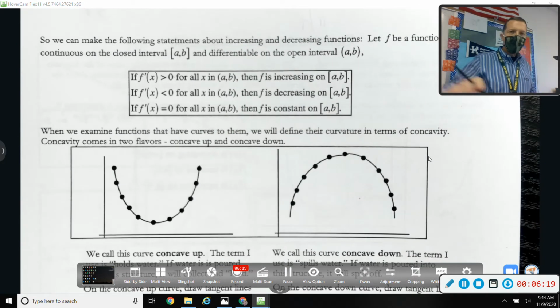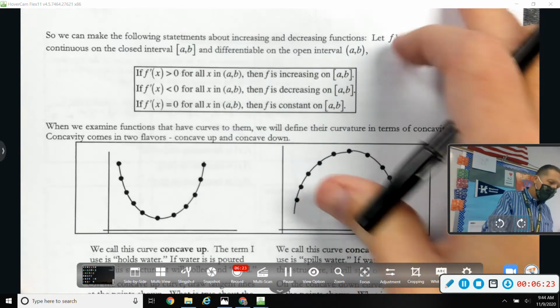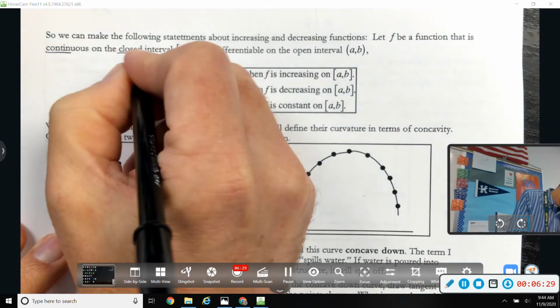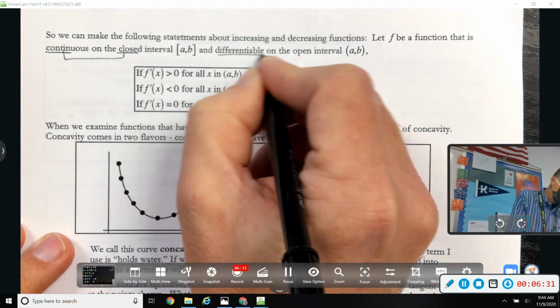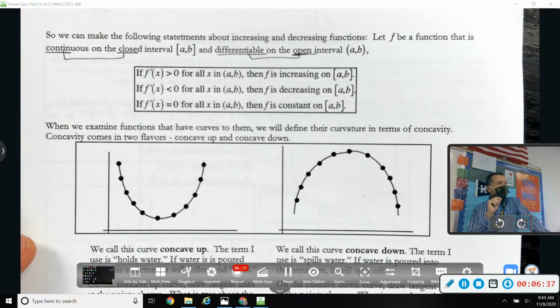So we can make the following statements about increasing and decreasing functions. Let f be a function that is continuous and differentiable. Again, it's always continuous on the closed and differentiable on the open. That's rarely tested that finely on the AP test, but for MVT or Rolle's or just about anything, continuous on the closed, differentiable on the open.